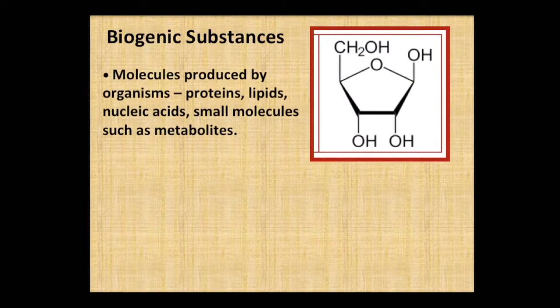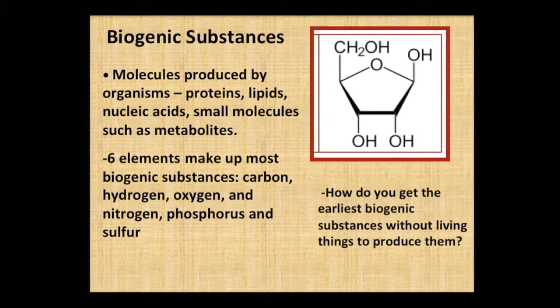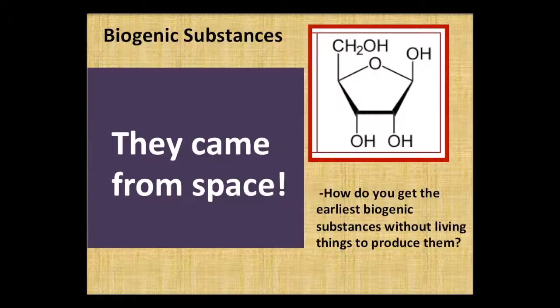These biomolecules, you can think of them as substances produced by living organisms. So it could include proteins, lipids, nucleic acids, small molecules, large molecules. There are just 6 elements that make up most of them: carbon, hydrogen, oxygen, nitrogen, and to a lesser extent, phosphorus and sulfur. But of course, the question is, how do you get the earliest biogenic substances, since they presumably did not come from living things to begin with? And the answer: they came from space, but not as little green men.